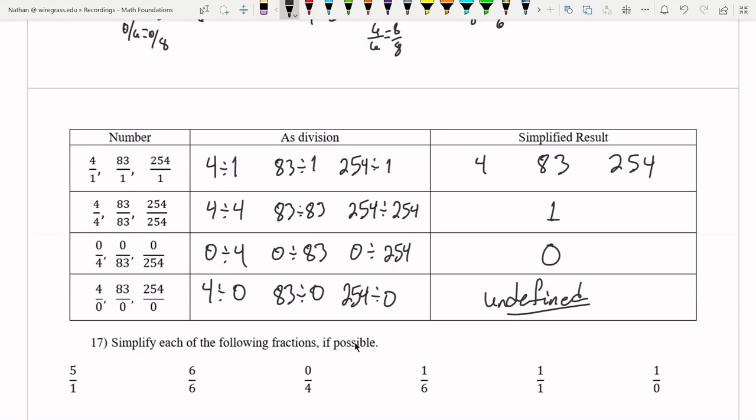Okay, to simplify each of these if possible. 5/1, this is just 5. 6 can go into 6 once. 0 divided by anything is just 0. 1 divided by 6, well, this is actually simplified. There's no other way of writing that. Well, you can write it in infinitely many ways, but this is the simplest form of this fraction. 1 divided by 1 is 1, and anything divided by 0 is undefined.